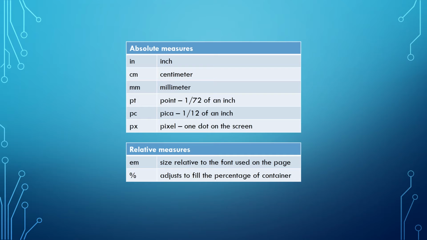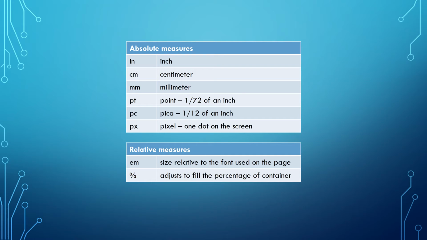It is better to use true relative measures. These are sizes that are relative to something else on the viewer screen. One relative measure is EM. This sets everything in relation to the browser's default font size. If a user has a browser that is set to large print, it adjusts everything accordingly.